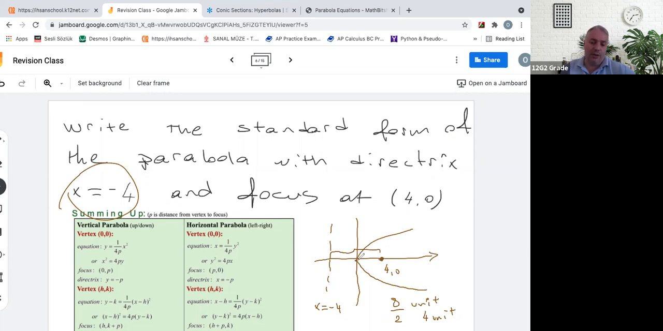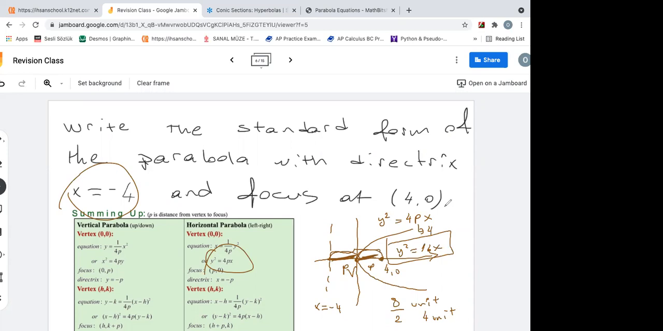So focus, vertex, directrix. In this case, I should know this formula, which is y squared is equal to 4px. So what is p? This is p and this is also p. So if this is 4 units, this is also 4 units. So p is directly 4. And then y squared is equal to 16x, the answer of the question. That's it. Any question?